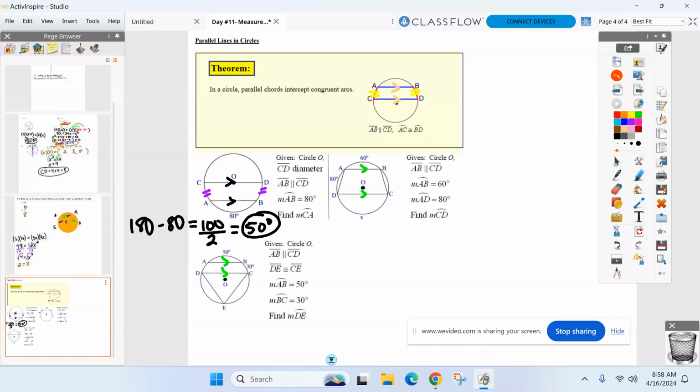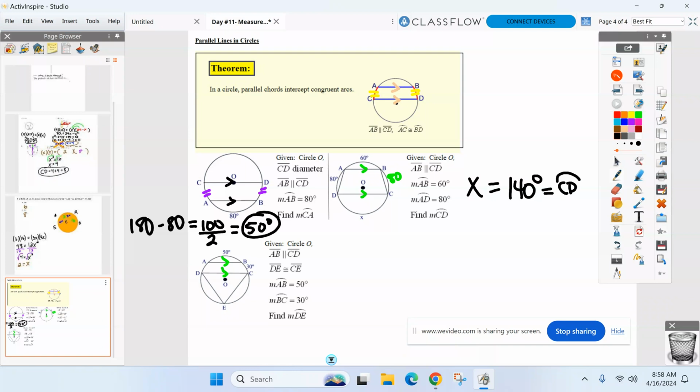I don't need to call on you guys. You guys are working hard. I'll just give you the answers here. 160 and 60, 220, 140 here for arc CD. 140 degrees.